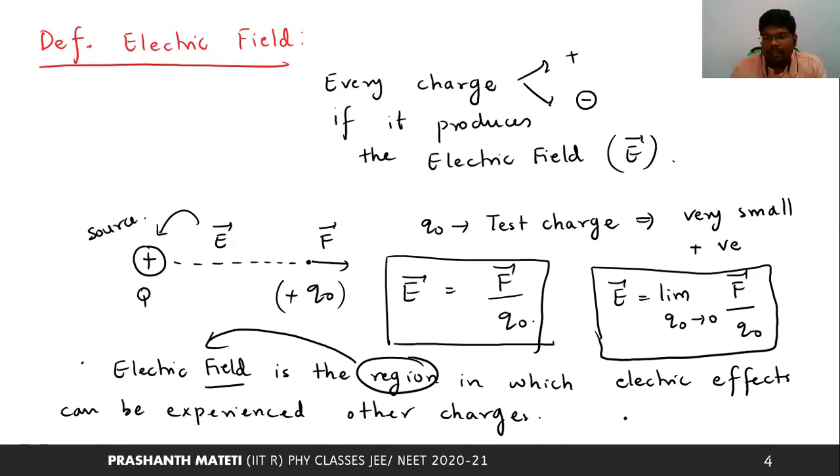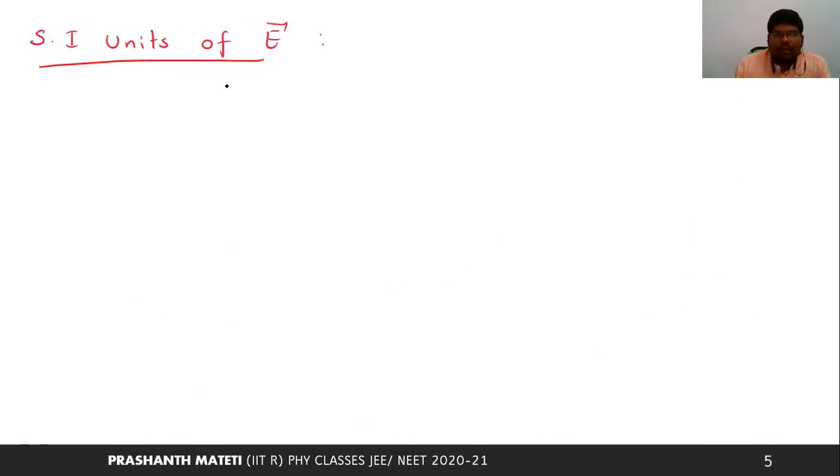Just like when you say cricket field or football field, it refers to a particular playing ground. In the same way, the electric field is a region in which you can see the electric effects. This is our new physical quantity. What is it doing? It is going to explain why there are forces, that is, the effect on other charges.